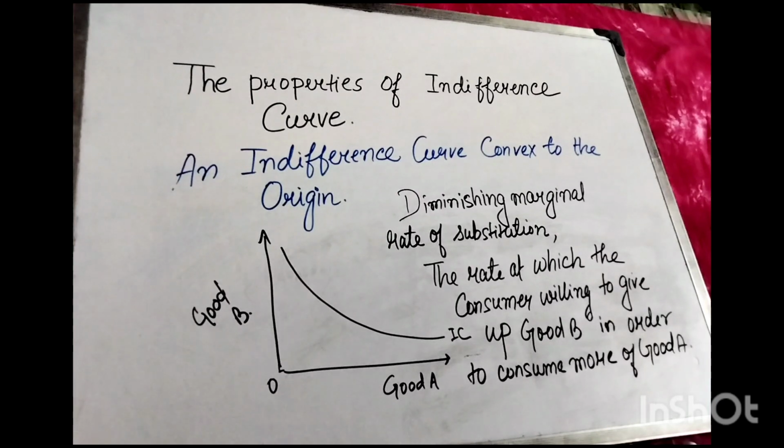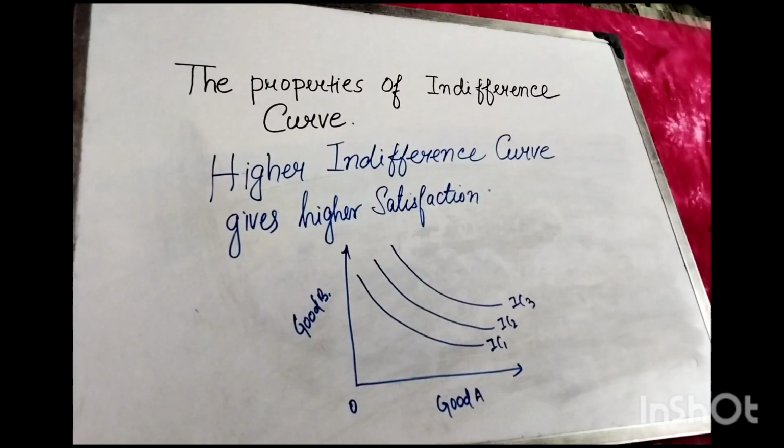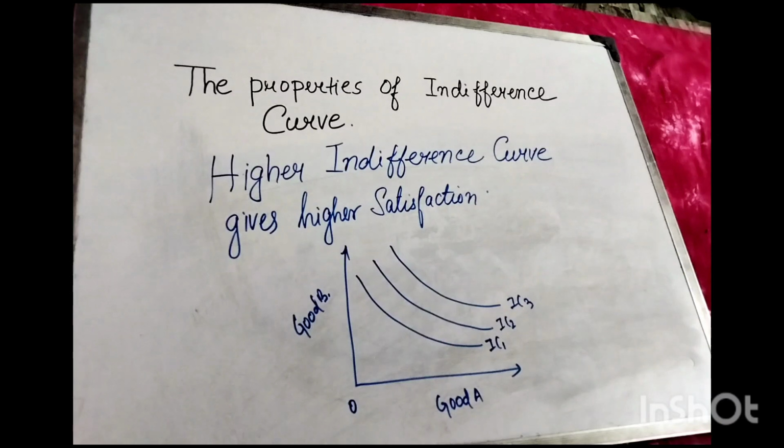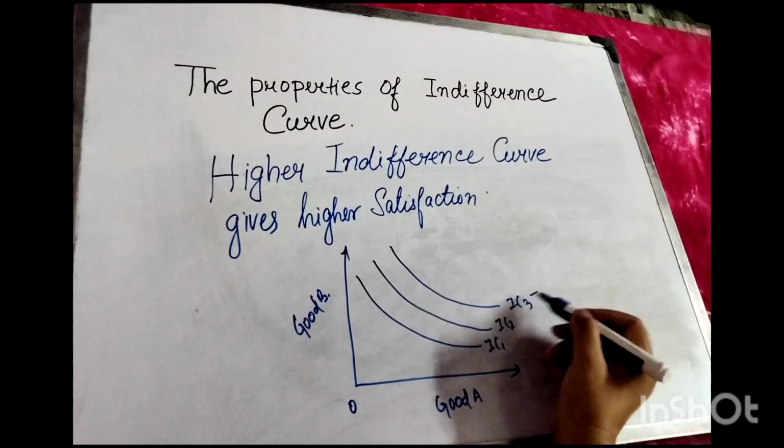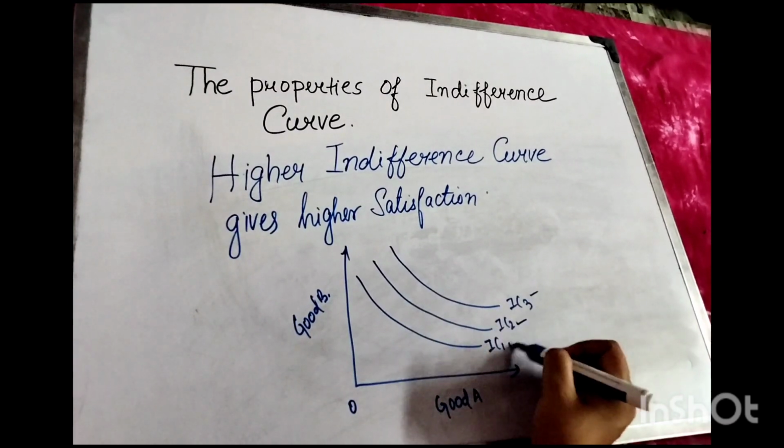Next we move on to the third property. The next property is what? A higher indifference curve gives higher satisfaction. That is, IC3 will give you more satisfaction than IC2 and IC1.